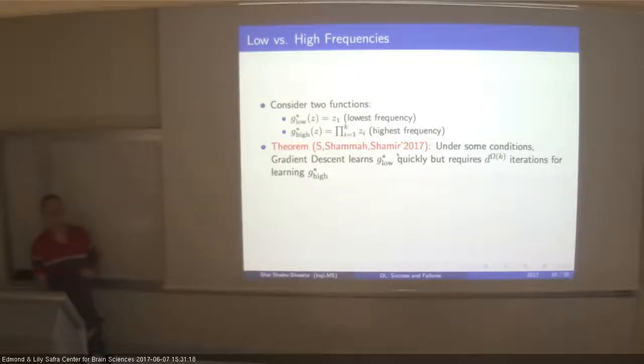Now the theorem that we show is that under some conditions, if you try to learn G low with gradient descent, then it will work quickly, even though it's non-convex, but we prove that it works. But if you want to learn G high, to optimize G high, then you will need D to the power of K iterations so that gradient descent will start showing some progress, okay? So this is really what deep networks can learn, only low frequency phenomena. And why does it work in practice? Because reality is low frequency. At least it works for computer vision. What we see in our brain is just low frequencies. We cannot see high frequencies, and deep learning cannot learn high frequencies. Information is only in the high frequencies.